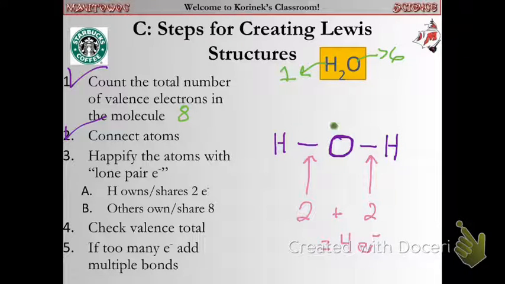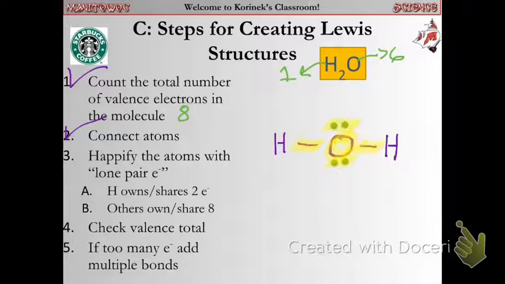So we've got 2 electrons there. That's a lone pair. And that's a lone pair. And so now if we count, we have 2, 4, 6, 8 electrons that oxygen owns or shares. So oxygen is also happy. So we're good to go. All right, so what you're looking at there is the Lewis structure for water.